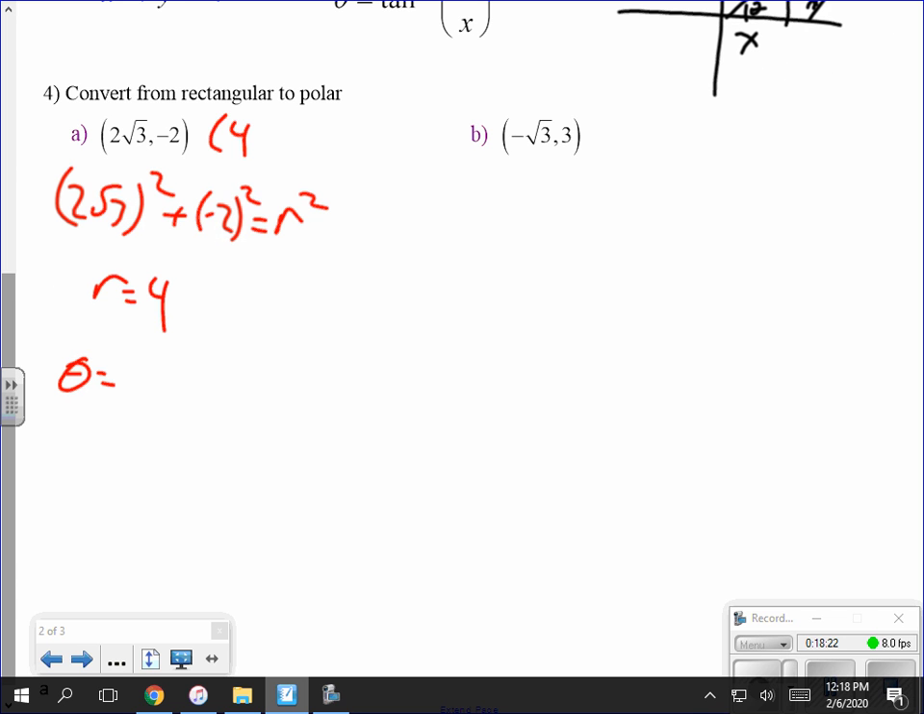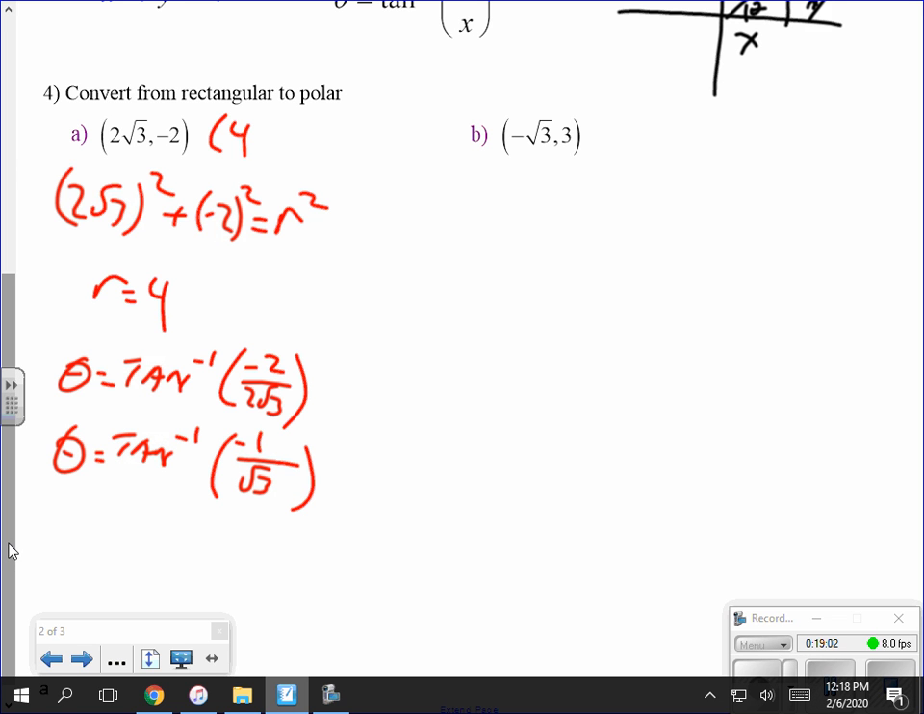Theta equals the inverse tangent of -2 over 2 root 3. It's okay with what you have here, and I'll explain how to figure this one out. So we have theta equals the inverse tangent of 1 over root 3, and I should say -1 over root 3.